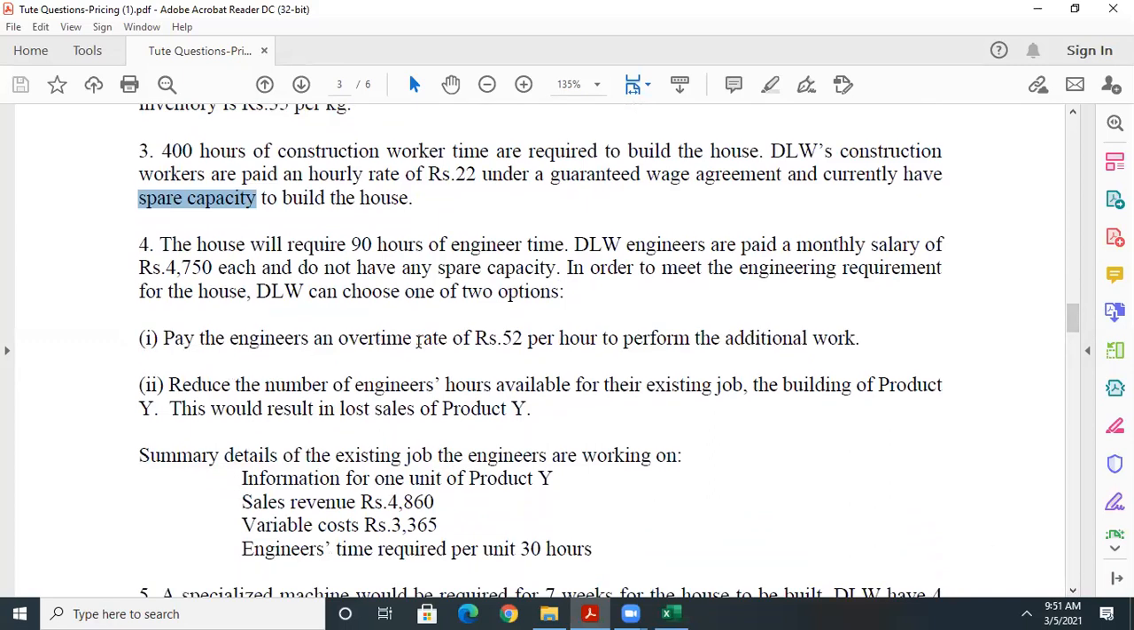One option is to pay the engineers an overtime rate of 52 per hour to perform the additional work.